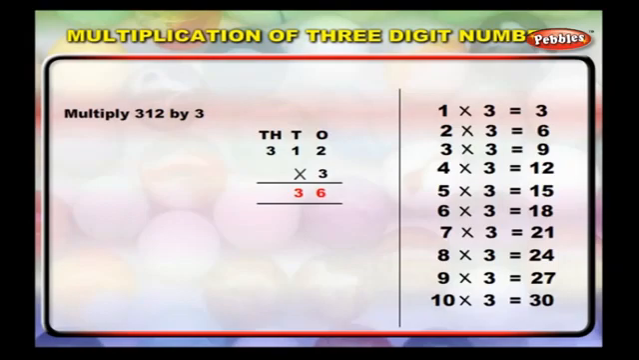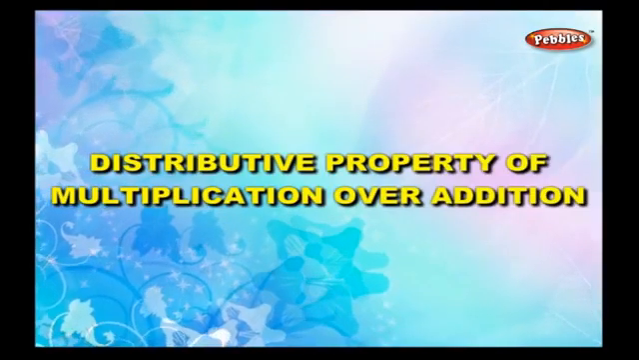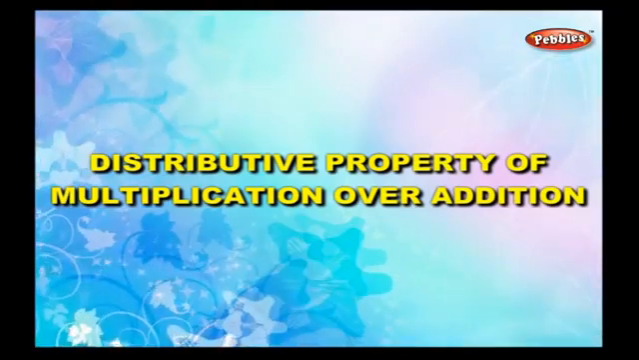Step 3. Multiply 3 hundreds by 3. 3 hundreds into 3 is equal to 9 hundreds. Write 9 under the hundreds column. Hence, 312 into 3 is equal to 936. Distributive property of multiplication over addition.